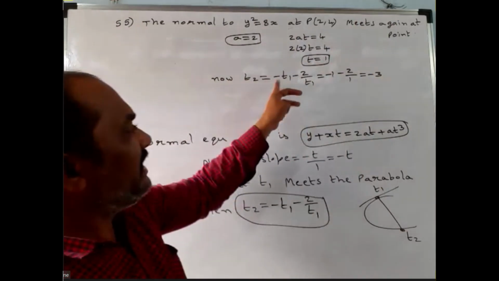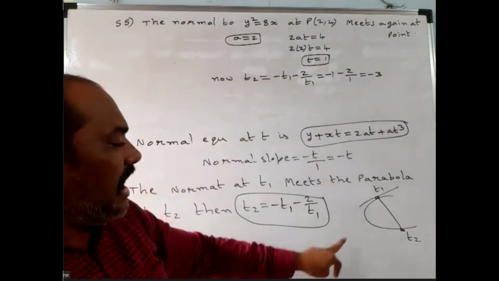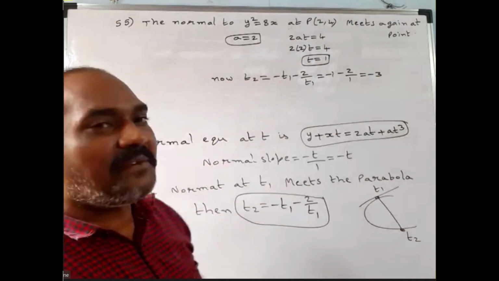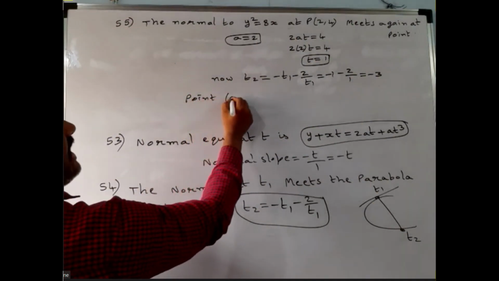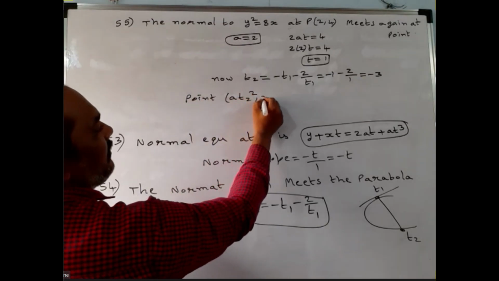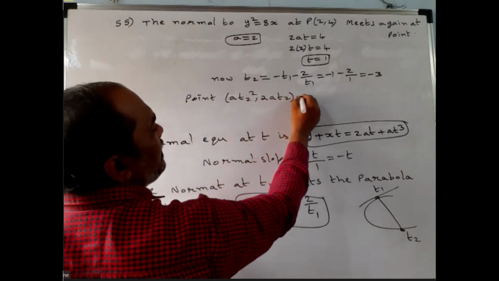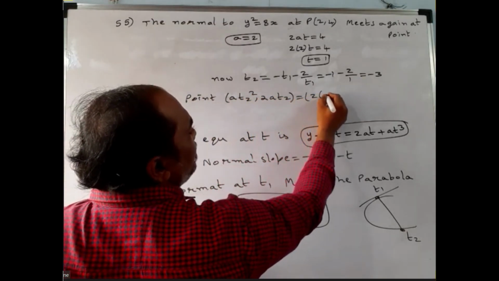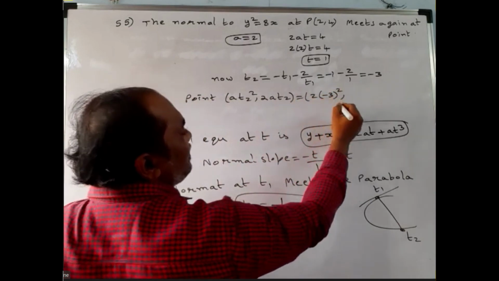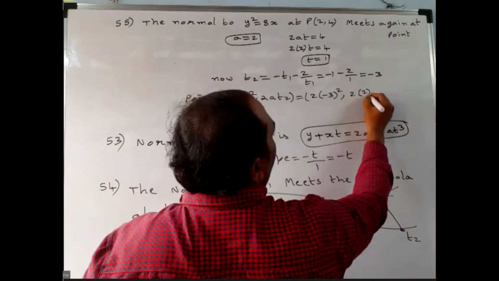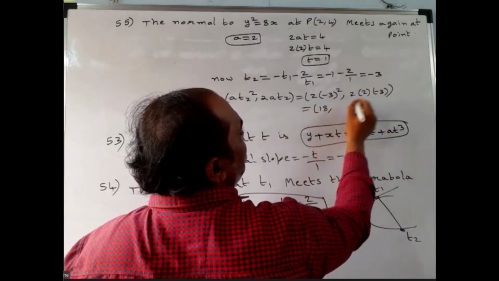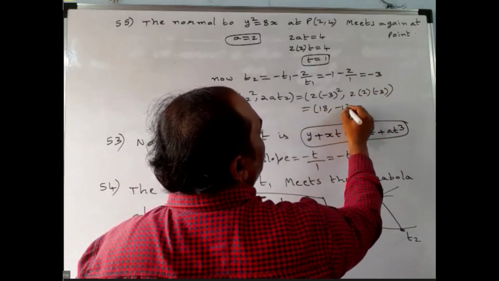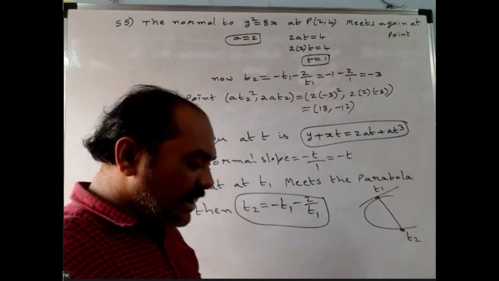So the normal at T1 meets again at T2, then T2 is equal to minus T1 minus 2 by T1 formula. After getting T2, what is the formula for the other point? (a·T2², 2a·T2) is the point. That is a into minus 3 whole squared, and 2a into minus 3. 9 2s are 18, 2 2s are 4, 4 3s are 12. So the point is (18a, minus 12a).